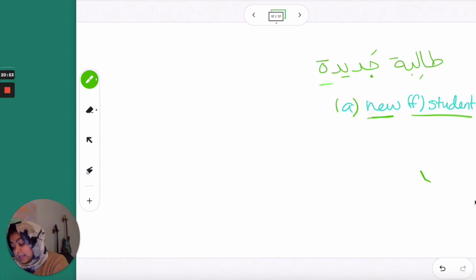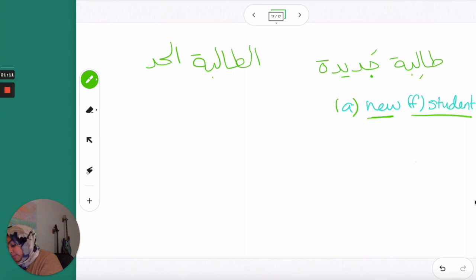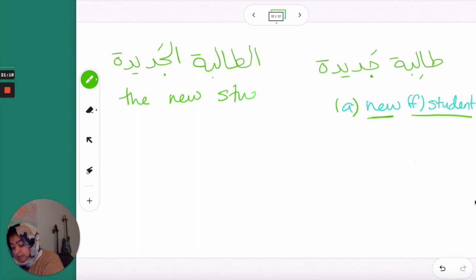Remember here, Dal doesn't connect. That's why we're not connecting those two. Faliba, Jadida. If I wanted to make it the new student, Faliba, we're going to add Alif Lam to the beginning. Al Jadida. Okay? So now this would be the new student. So that's just the difference between your noun adjective phrase versus a complete sentence.